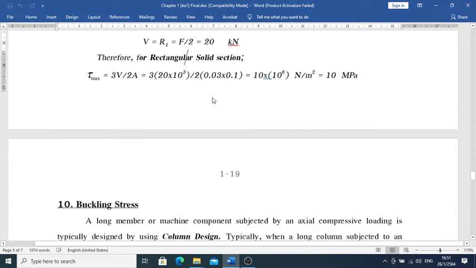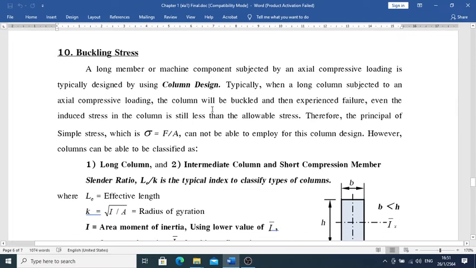Okay, so next is the last thing that we're going to go for, the buckling stress. Okay, buckling. What does this mean by buckling anyway? Buckling is typically when a machine component is going to bend on the side, with a long column. So let me read it out for you guys then.